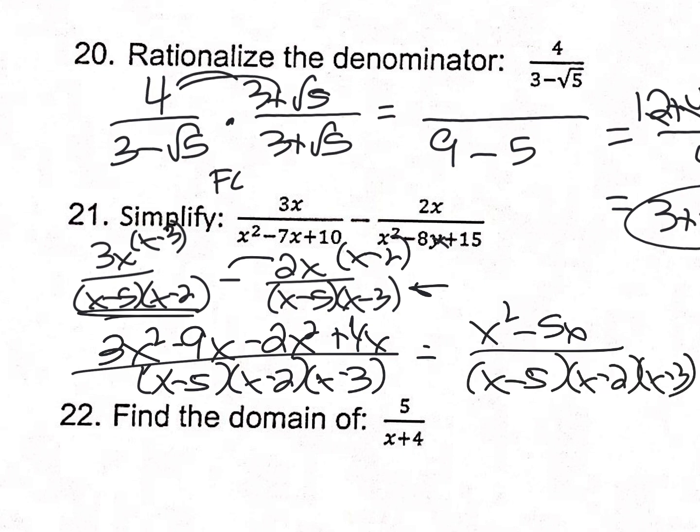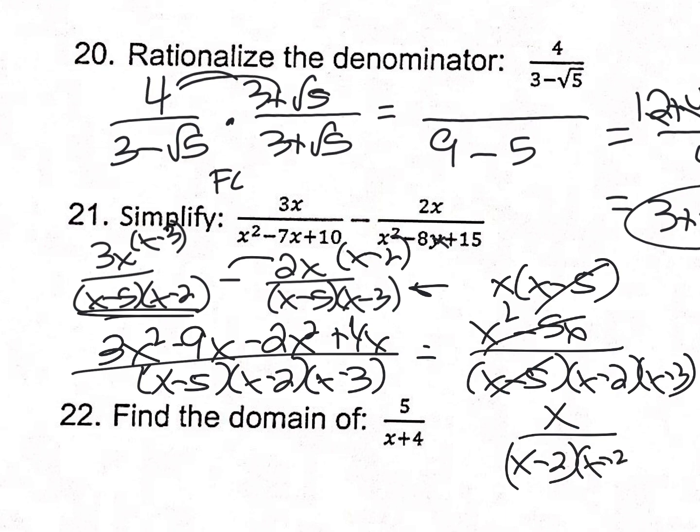Now, I'll be done right there, except I'm looking at the numerator thinking, hey, you know what? I can factor out an x and get x minus 5. The x minus 5s are going to cancel. All that leaves on the top is an x. On the bottom leaves an x minus 2 and an x minus 3. And there you have it.